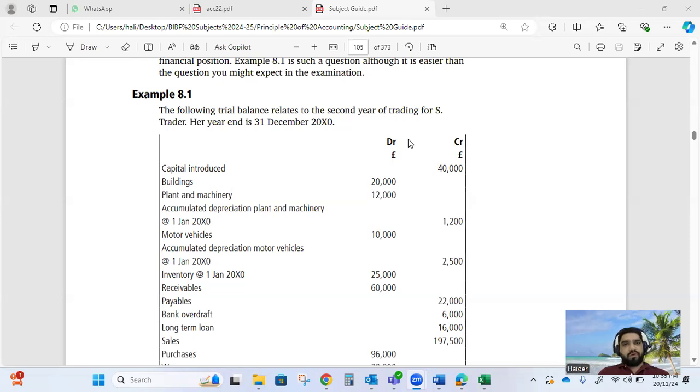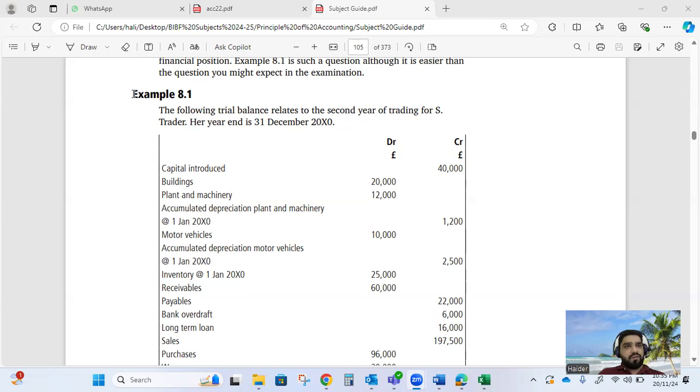Today we are going to solve one practical question about final accounts. So if the examiner is giving you this data, today we will be learning how to handle this kind of data in the exam question. So let's begin with this information.